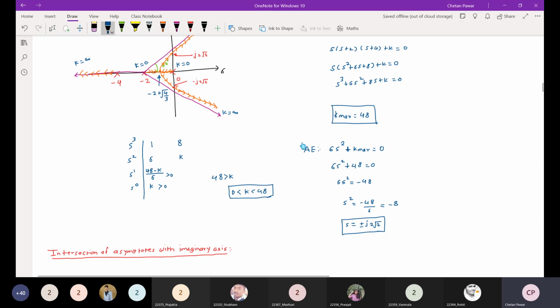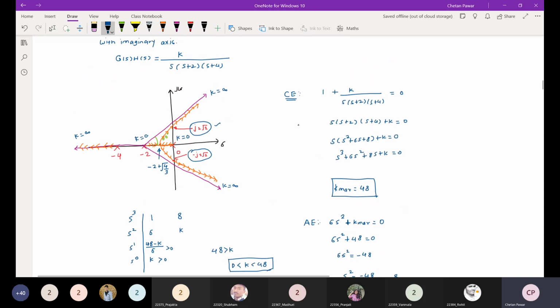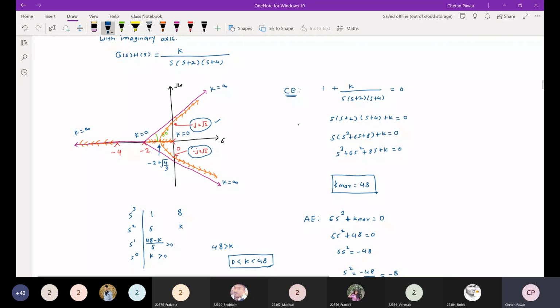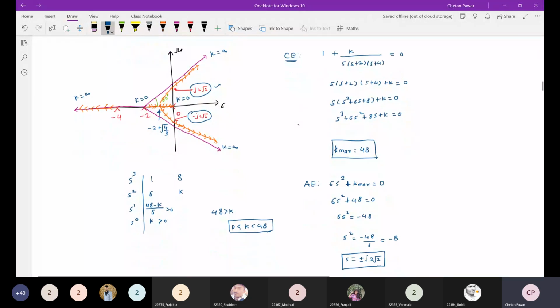This is the point where the root locus branch touches the imaginary axis. Similarly, this. To find that point, you just need to use the Routh table and the characteristic equation. So that is rule number 7, intersection of root locus branch with the imaginary axis. You can use that, because we have already solved how to find K marginal using a Routh table, and how to find the frequency at which K marginal happens.